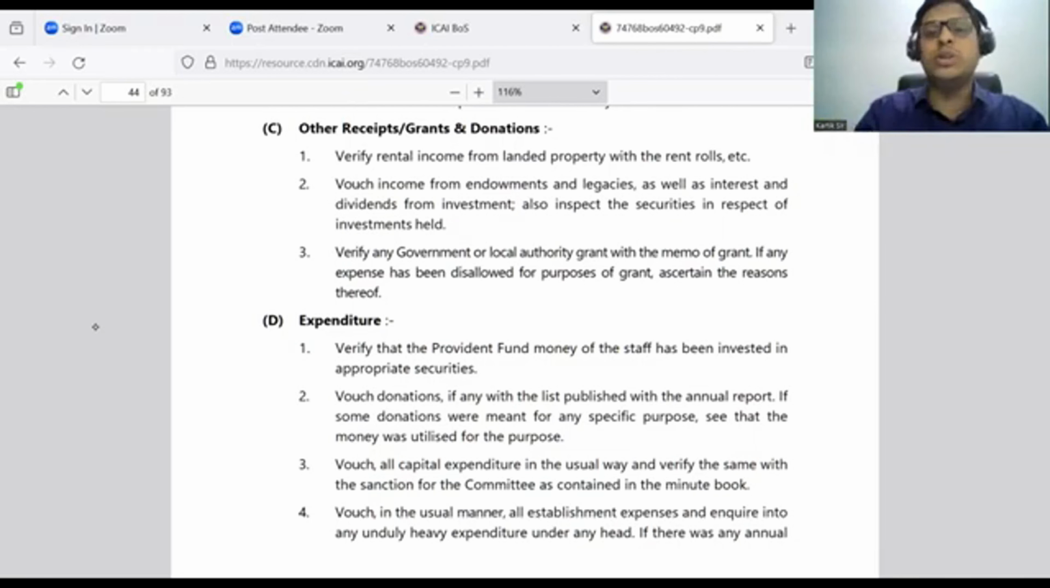When a person on his deathbed makes a will and writes in it that this percentage of my share will go to the school and college, that is called legacies. So we'll see whether any income from that is coming or not. Next, whether any government grant or local authority grant is being received or not, that is what we are checking in the next point.